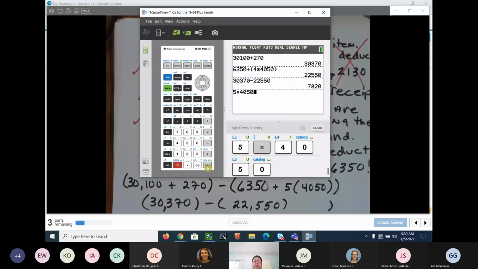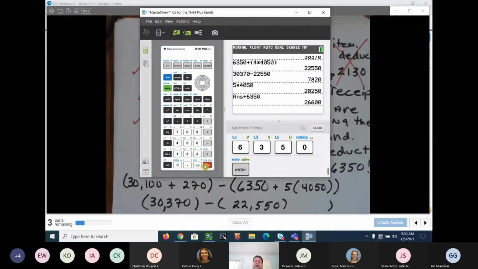Equals 20,250. Okay, then I'm going to add that to 63,50 plus 63,50. This is very high. 26,600. So that's 26,600 minus 33,70.